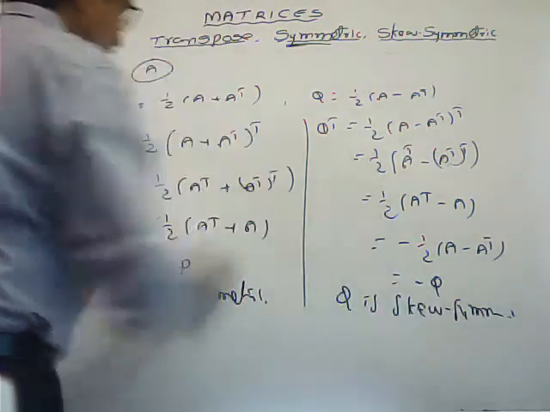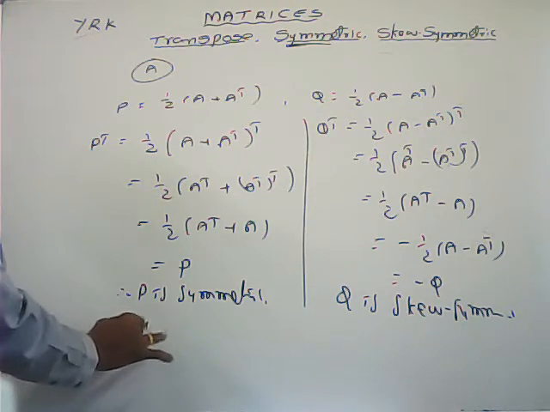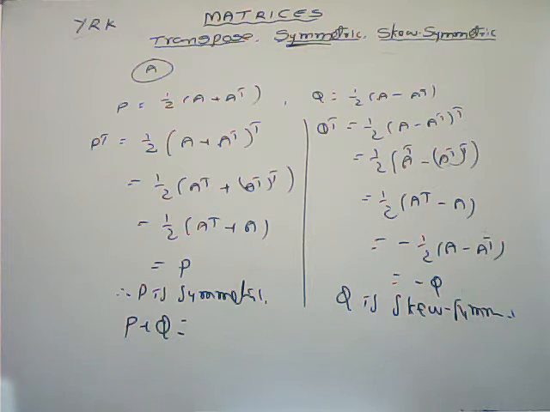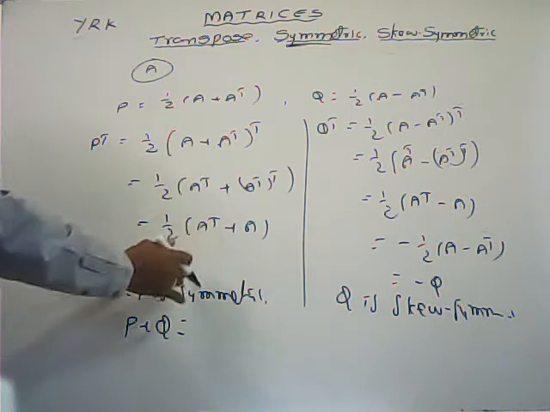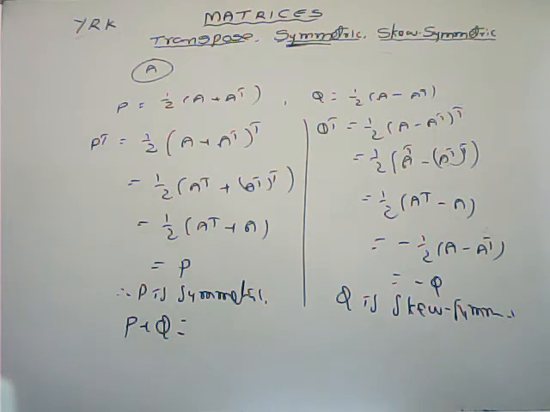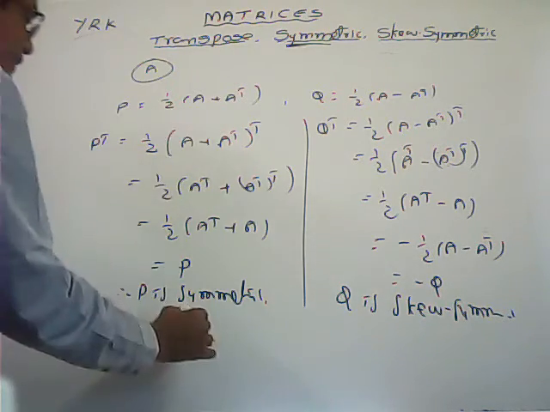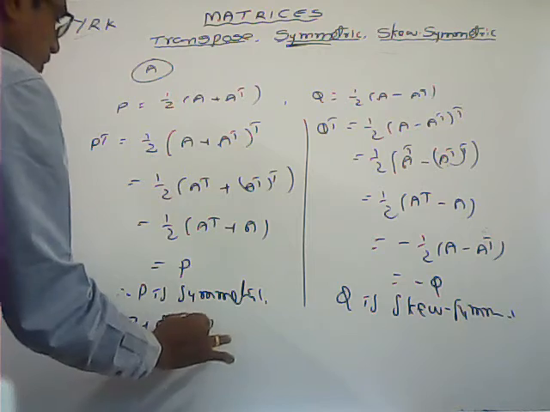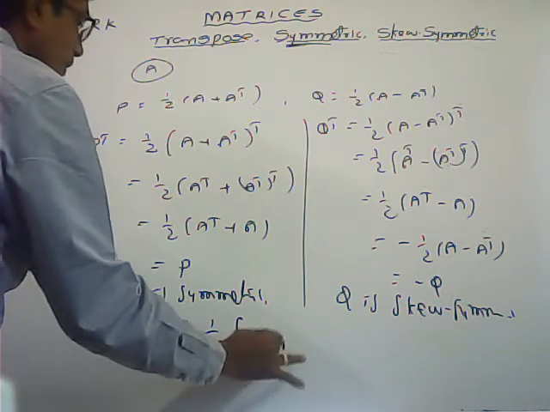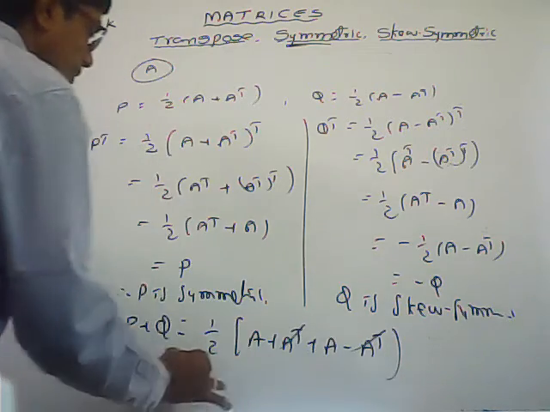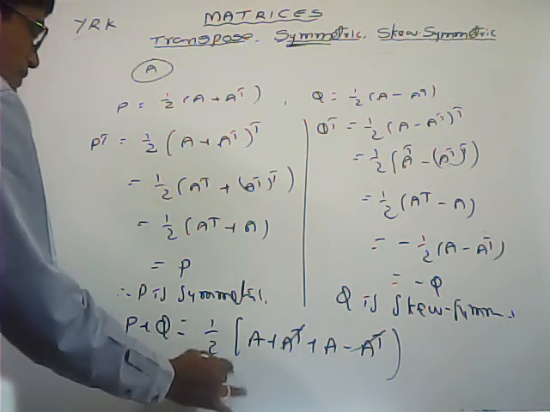Skew symmetric matrix. So by adding these two, P plus Q: if any square matrix A is given, for P you can take half of A plus A transpose, and for Q you can take half of A minus A transpose. Here P transpose we are getting P, and Q transpose we get minus Q. And by adding these two, P plus Q, from these two terms I am taking half as common, A plus A transpose plus A minus A transpose. These two get cancelled, A plus A, 2A by 2, that is A only.